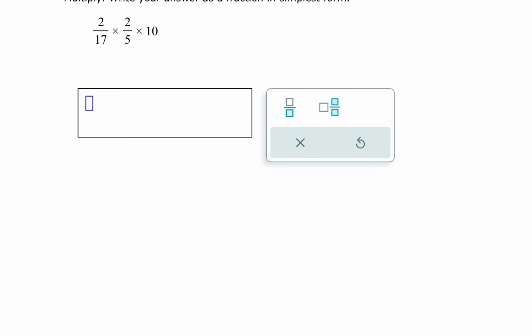This topic is multiplication of three fractions. And if you get one like this where you have a whole number, just change it to an improper fraction before you begin. So then what we have is 2 times 2 times 10 over 17 times 5 times 1. And before you work all that out, I would look for ways that you can simplify.